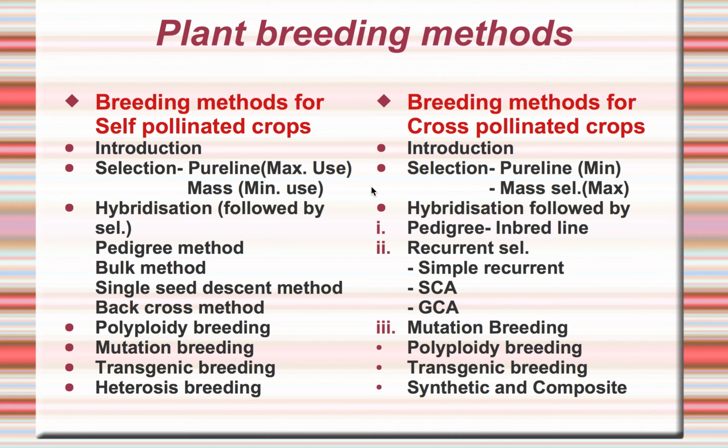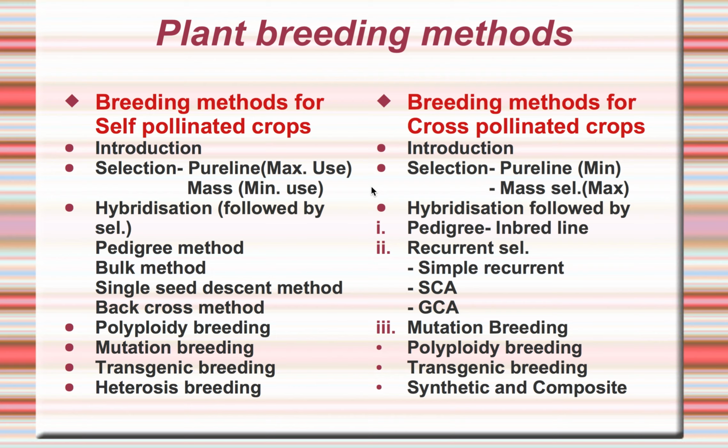on a large scale. Whereas in self-pollinated crops, mass selection is minimally used and pure line selection is used on a large scale. And the next approach is hybridization, which is followed by the pedigree method for development of inbred lines, then recurrent selection, which again has simple recurrent selection, specific combining ability, and general combining ability, then mutation breeding.